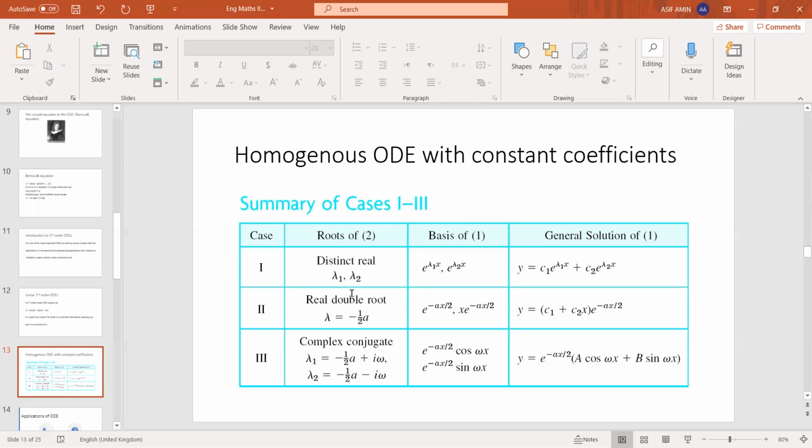A homogeneous ODE with constant coefficients has basically three cases. Case 1 has distinct real roots, case 2 has real double roots, and case 3 has complex conjugate roots. Each of them has its own general solution, respectively given in the table shown.